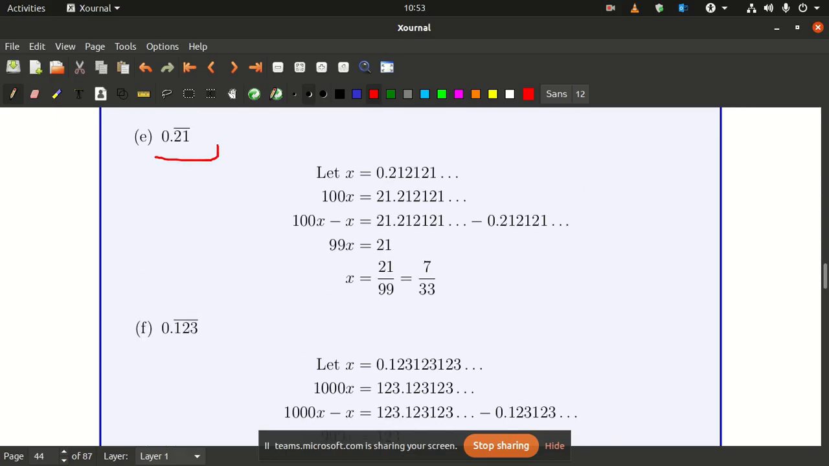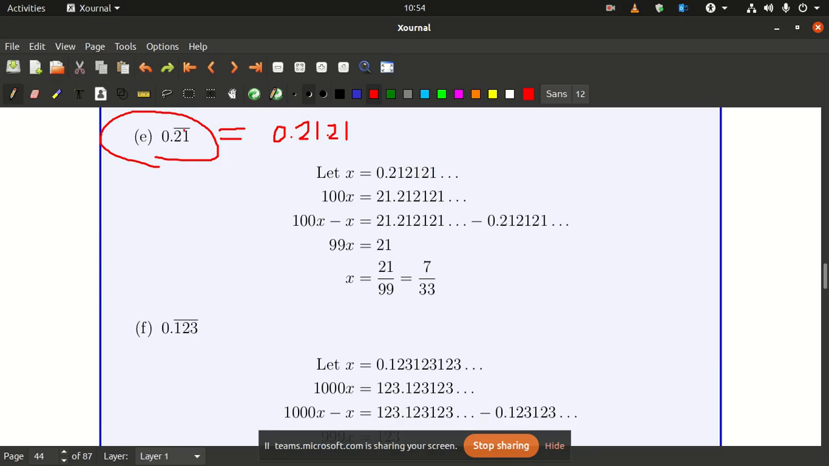Now, let's look at 0.21 and then we have a little bar there. I want you to realize that this is the same as 0.2. I have a 2 here, I have a 1. And having a bar means I keep repeating 2 and 1, as I've written it here. 2, 1, 2, 1, 2, 1, 2, 1.